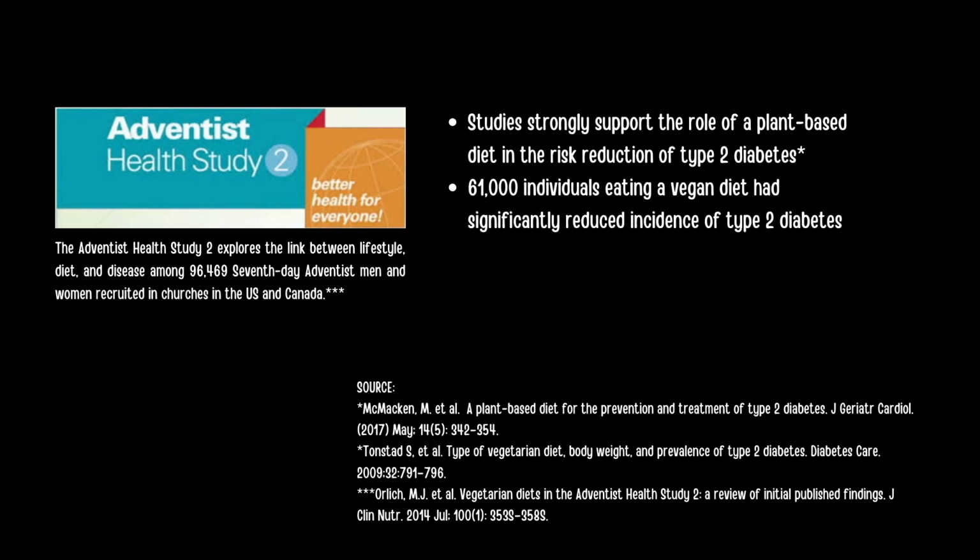The Adventist Health Study 2 explores the link between lifestyle, diet, and disease among 96,469 Seventh-day Adventist men and women recruited in churches in the U.S. and Canada, once again concluding that a vegan and a vegetarian diet reduces the incidence of type 2 diabetes.